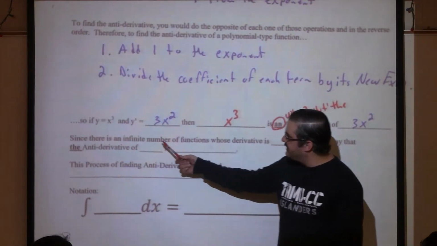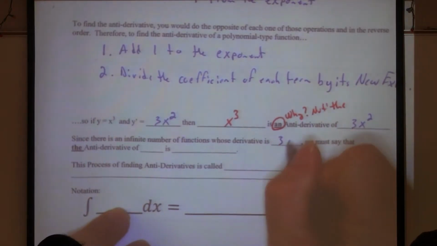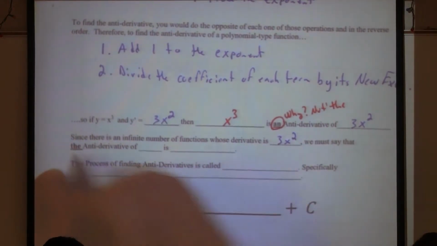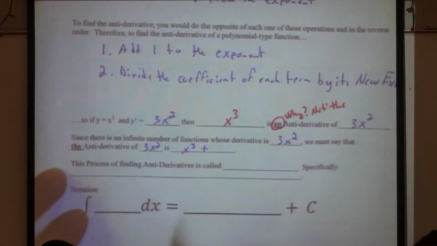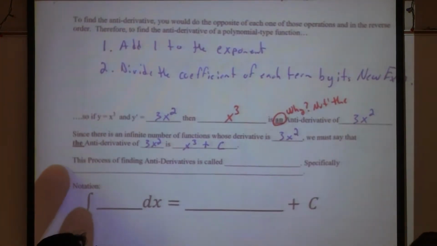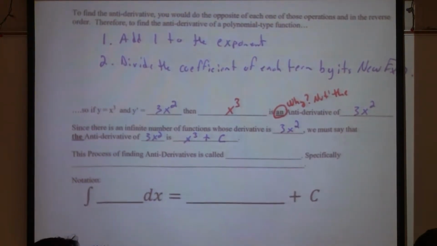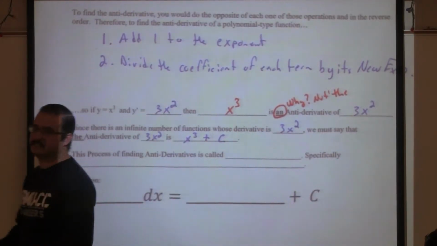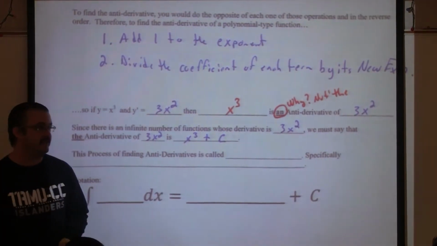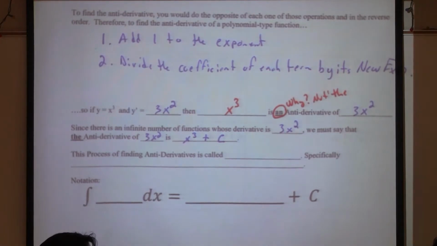Okay, so that comes to this question. Since there is an infinite number of functions whose derivative is 3x squared, we must say that the antiderivative of 3x squared is x to the third plus some, what? C value that represents a what? A constant that could have been there. And that'll be the case for any function that we integrate. They could have all had some constant there that when I got the derivative was 0, so it doesn't come out in the derivative. But I have to assume that there could have been one.